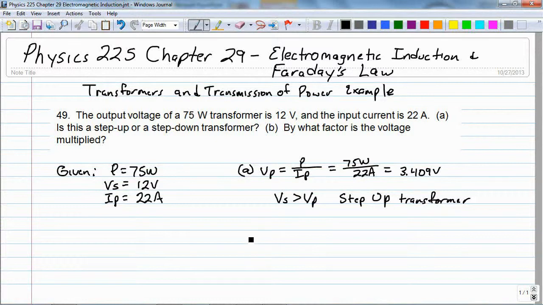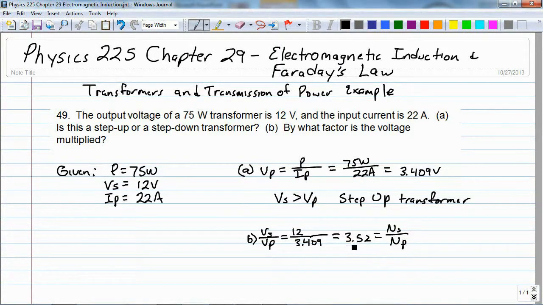For part B, then we have the ratio, voltage of the secondary divided by voltage of the primary, is equal to 12 volts divided by 3.409, and that gives me a ratio of about 3.52, and that's going to be the same if I follow the ratio, the number of turns in the secondary over the number of turns in the primary.